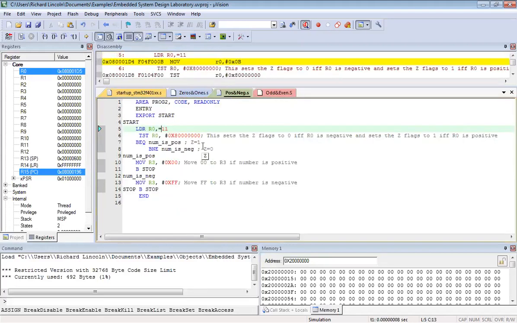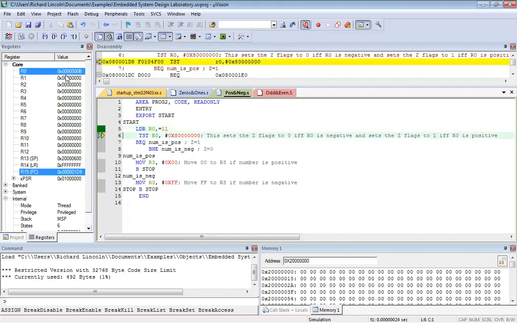Okay, so 11 moves to R0. You can see here B. 10 is A and 11 is B, isn't it? So it's actually moving in hex form.